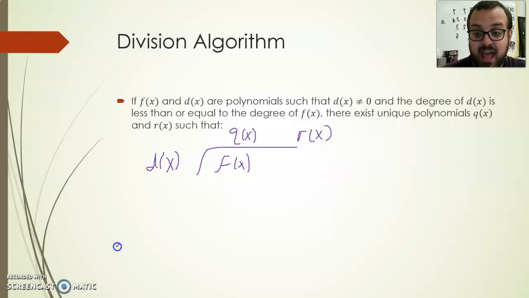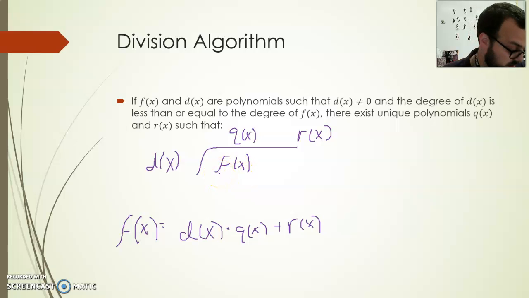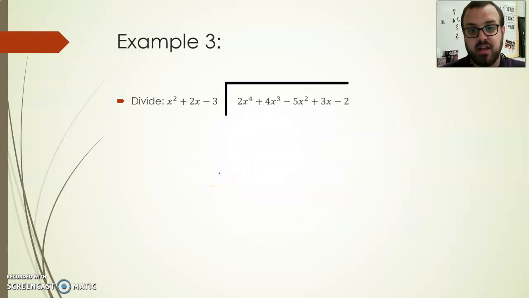There's a way to write all of these that they're related to each other. The way that we do that is we say, hey, f of x, your original function, you can get by taking your divisor, d of x, multiplying it by the answer, or the quotient, q of x, and then adding the remainder to that. And that will equal whatever your original function was, whatever your original dividend was, okay? So let's look at what that looks like if I do one of these problems. Here's our division here. So again, I'm going to say, all right, what am I multiplying x squared by to get 2x to the 4th? That's going to be 2x squared.